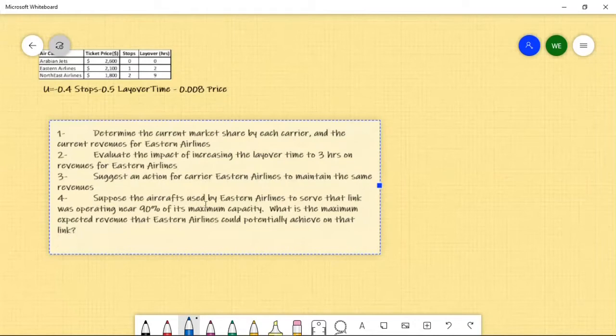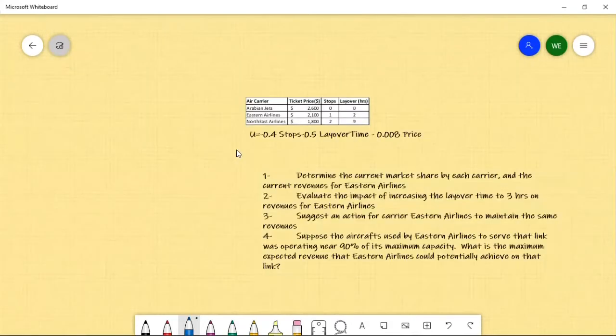Suppose the aircraft used by Eastern Airlines to serve that link was operating near 90% of its maximum capacity. What is the maximum expected revenue that Eastern Airlines could potentially achieve on that link? Okay, let's start solving this problem. Let's start with the first part.